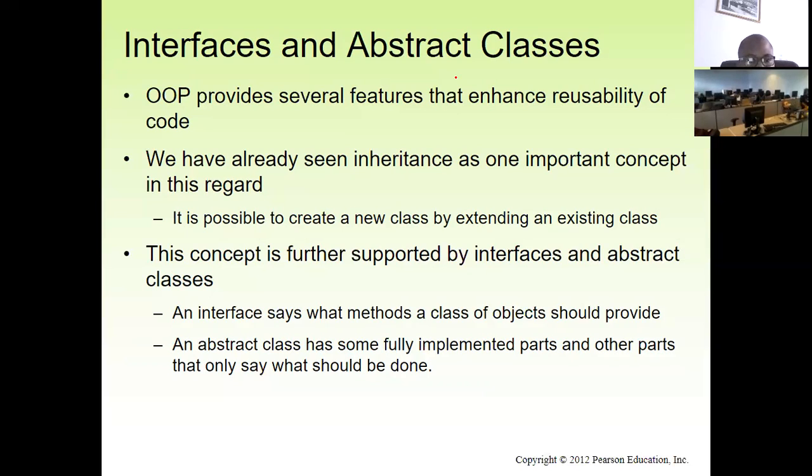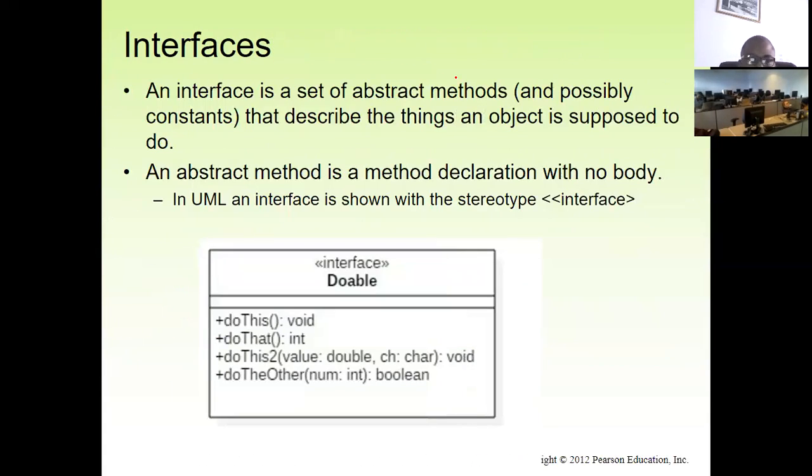So an interface really says what methods a class of an object should provide. Doesn't provide any code aside from definitions, but an abstract class has more fully implemented parts, and the other parts that only act like interfaces and say what should be done. So we can mix it up in abstract classes, but we are not allowed to write definitions inside of interfaces. And we'll talk a little more about that.